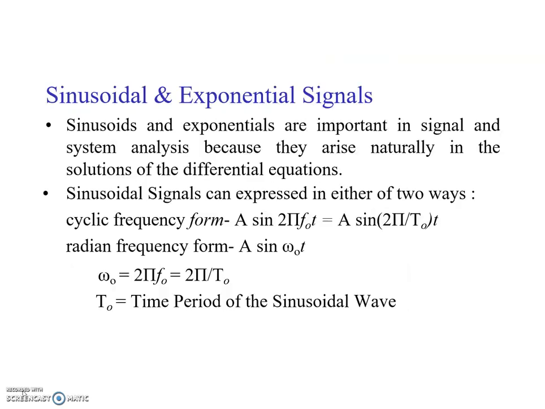Next one is sinusoidal and exponential signals. This is the sinusoidal and exponential signal in continuous time domain. We take the first signal, the sinusoidal signal, and its mathematical equation is a sine omega naught t. Here omega naught is a frequency in radians per second. The same omega naught we can represent as 2 pi f naught, and that is equal to 2 pi by t naught. Here f naught is the frequency, t naught is the time period of the sinusoidal.